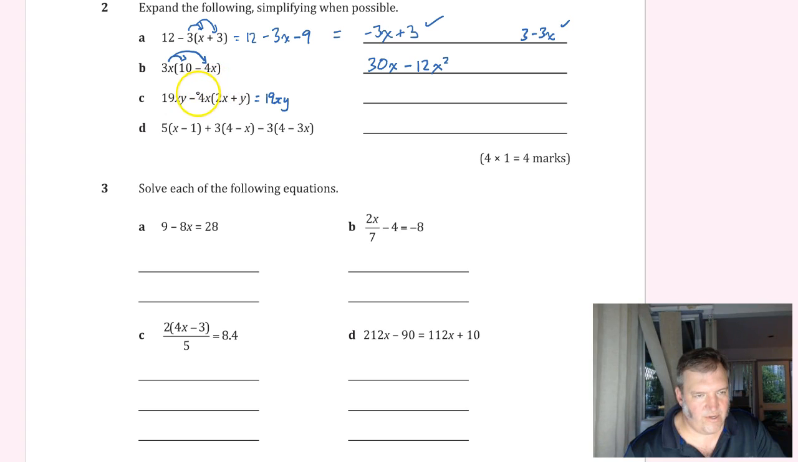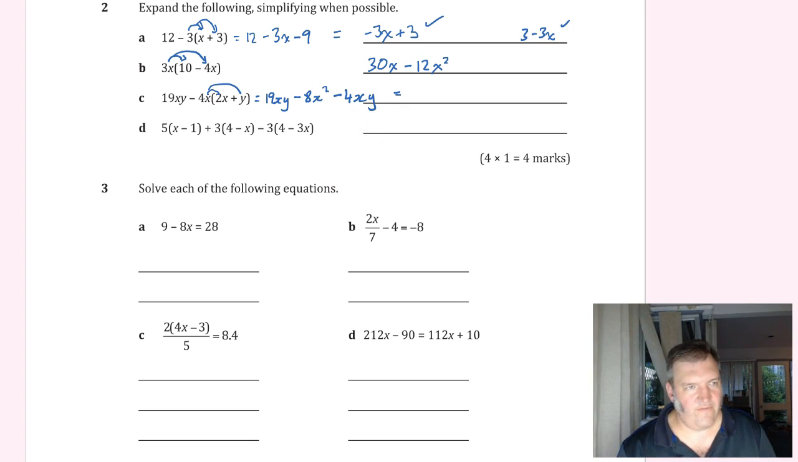Negative 4x by 2x. So a negative times a positive is a negative. 4 times 2 is 8. And x times x is x squared. Finally, negative 4x. So we've done that one. Negative 4x times positive y. Negative 4xy. Can I simplify any further?